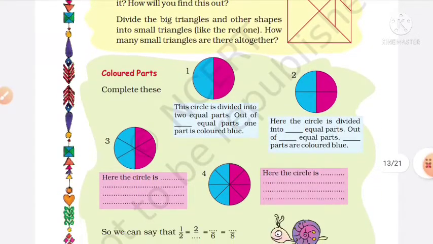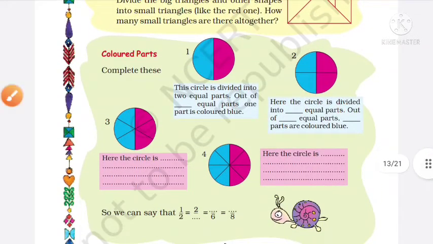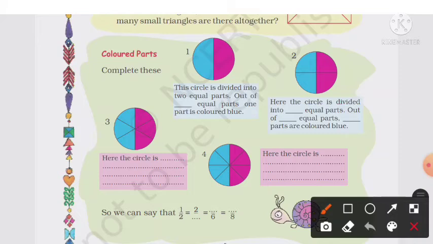Okay, now look here in the color parts. Here first, this circle is divided into 2 equal parts. Out of equal 2 parts, one part is colored blue. What will be? Out of equal 2 parts, one part is colored here. As you see here, one part is colored blue. Okay, now the next figure.